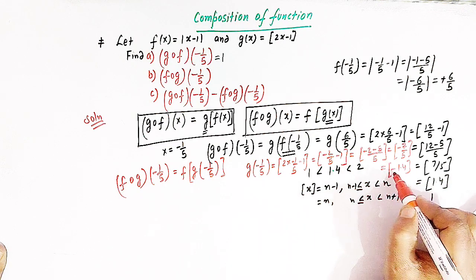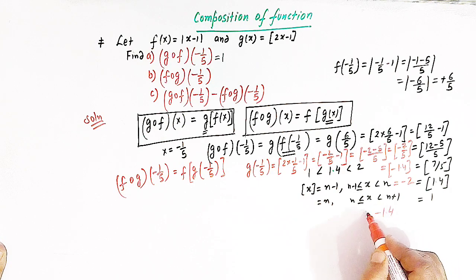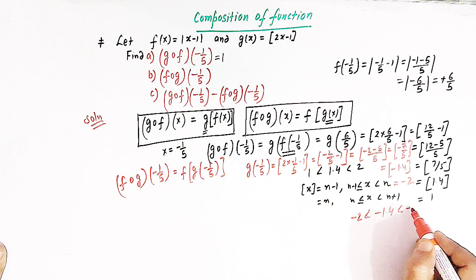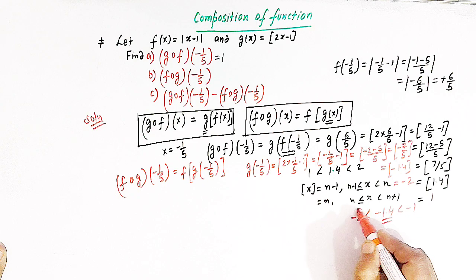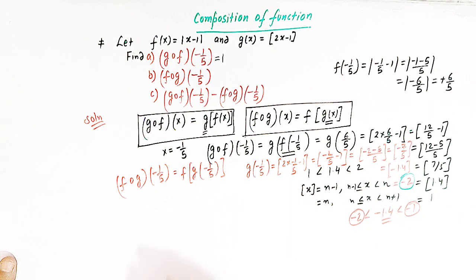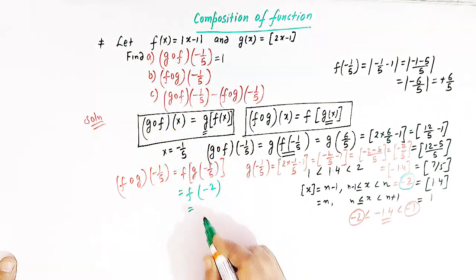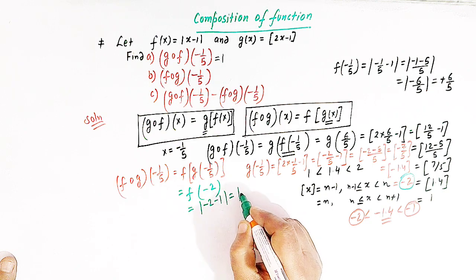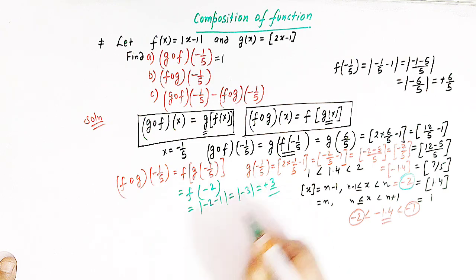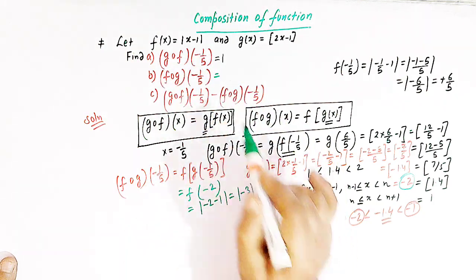And now the greatest integer of minus 1.4 is given by minus 2, because minus 1.4 is greater than minus 2 but it is less than minus 1. So minus 1.4 lies between minus 2 and minus 1. So the value of g of minus 1 over 5 is minus 2. So here we have now f of minus 2, right? Because g of minus 1 over 5 is minus 2. Now we have to find f of minus 2. F of minus 2 can be obtained by taking x is equal to minus 2 in this function. So we have mod of minus 2 minus 1, that is mod of minus 3, and this is equal to plus 3, right? So the value of the composition of the function f and g at x is equal to minus 1 over 5 is equal to plus 3.